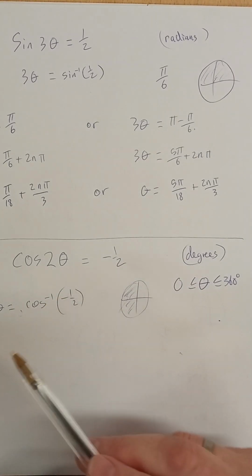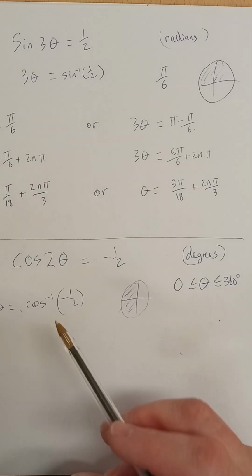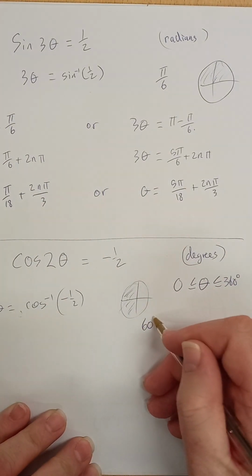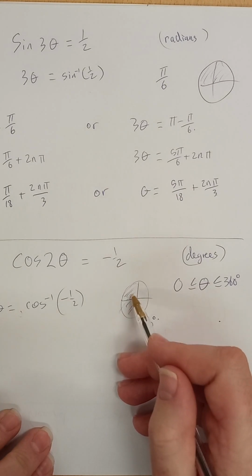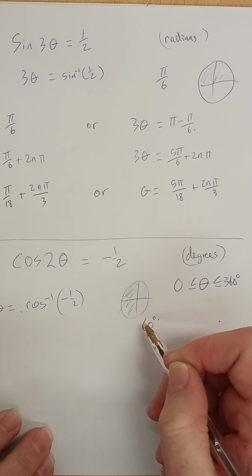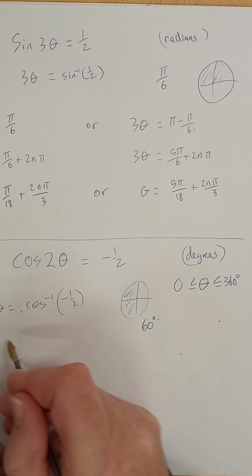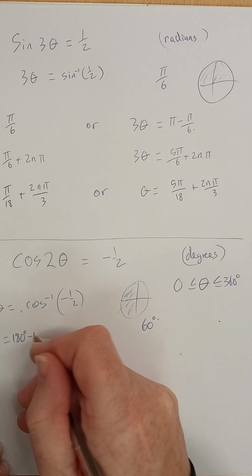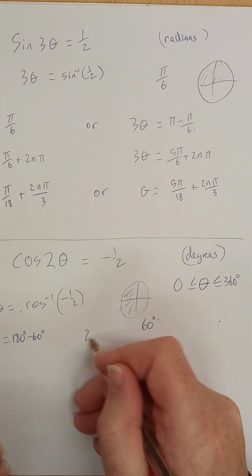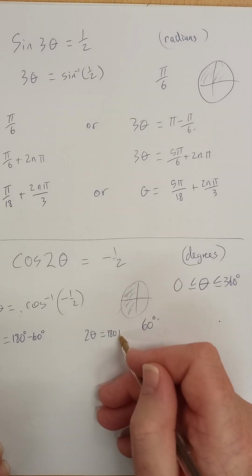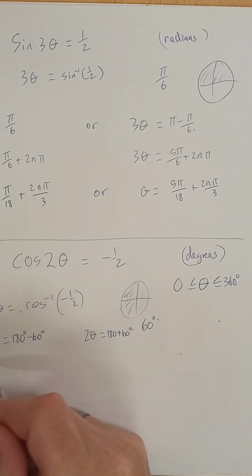So let's see what the cos of a half is. So cos of a half is 60. So we're going to do 60 degrees is my reference angle. So I need to find what 60 degrees is in here. It's going to be 180 minus 60. So 2 theta is going to be 180 minus 60, or 2 theta is going to be 180 plus 60. So let's write them out.